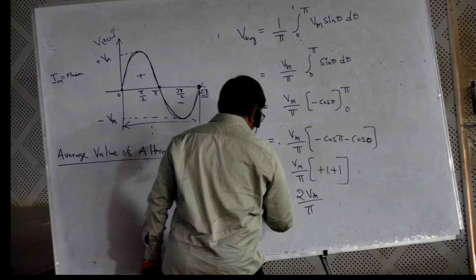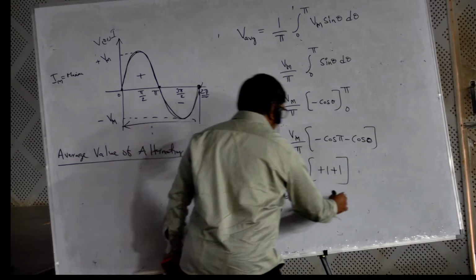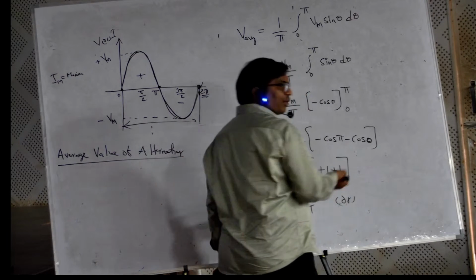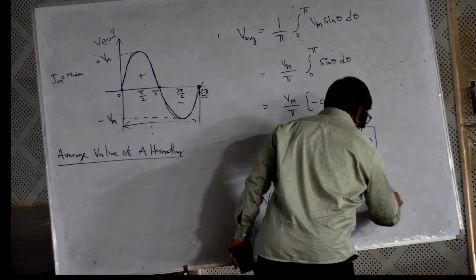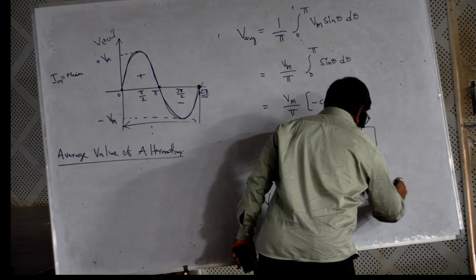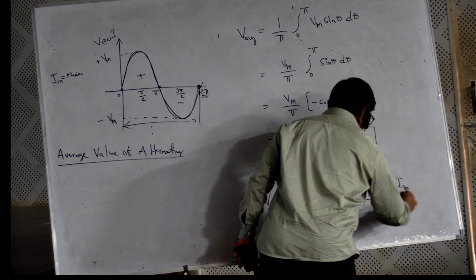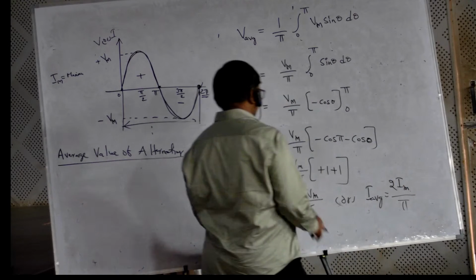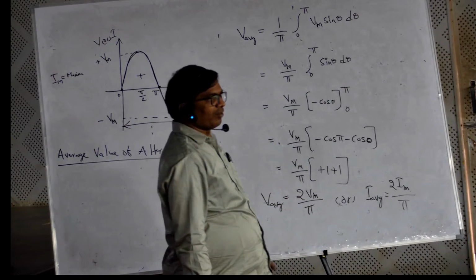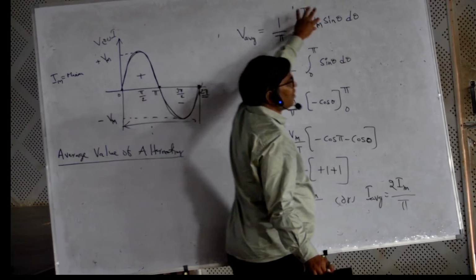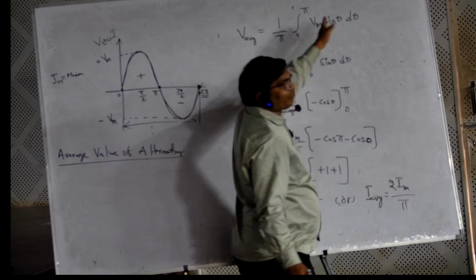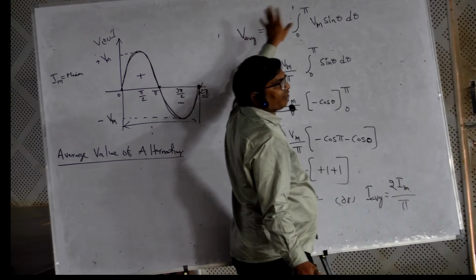So this is V average, or the same, in place of V you can use I. So I average is equal to 2Im by pi. You can use V, in place of V you simply replace I. I is equal to Im sin omega t, V is equal to Vm sin omega t.